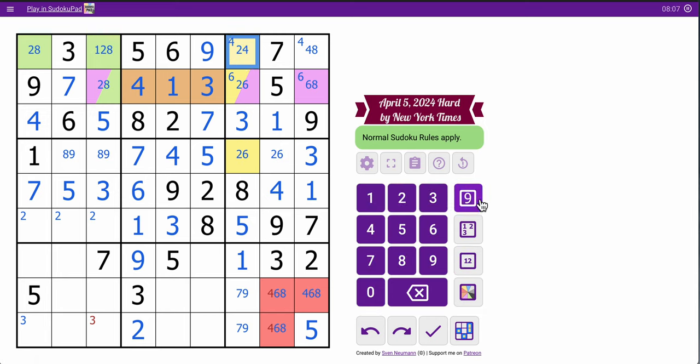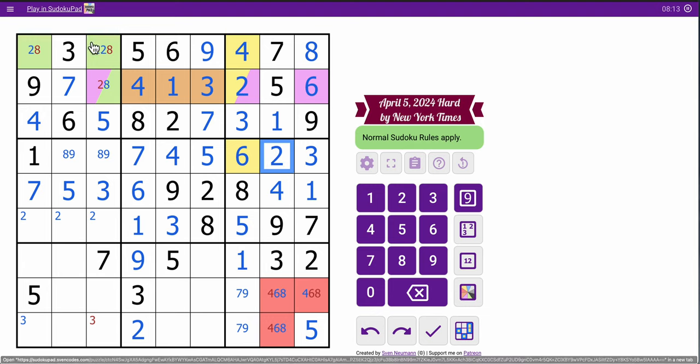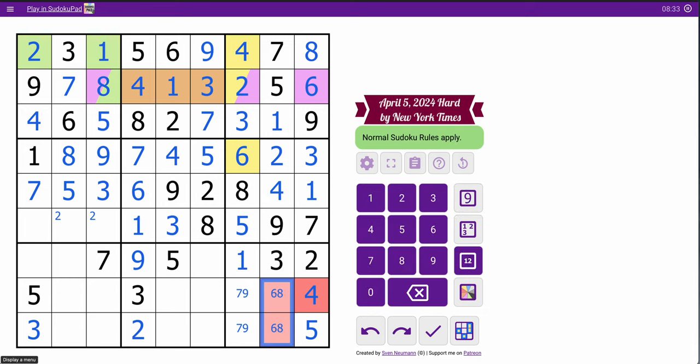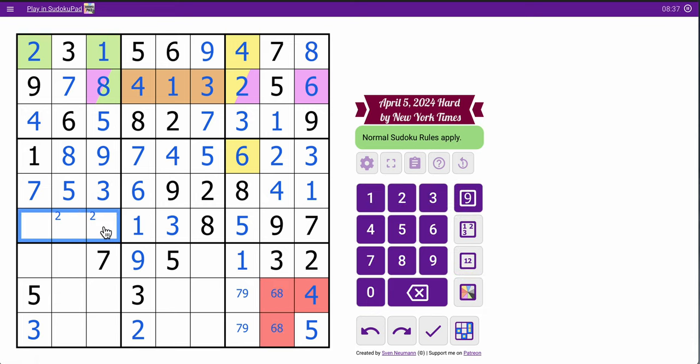Those are 2, 6, which places the 4 in column 7, places 8, 6, 2, 6, 2, 8, 2, 1, 9, 8. That's not 2. Okay, well, that's a 3 because this can't be. That's a 4. So these are 6 and 8. Let's see, this is now a triple.